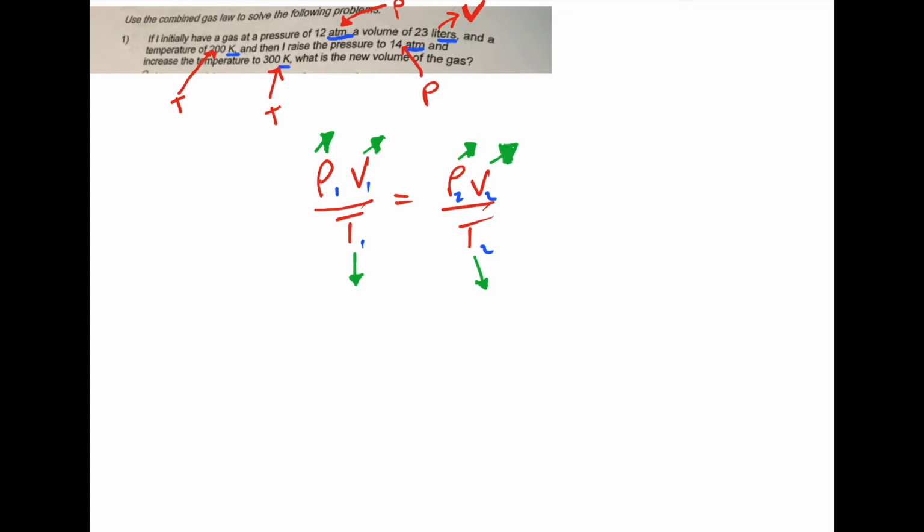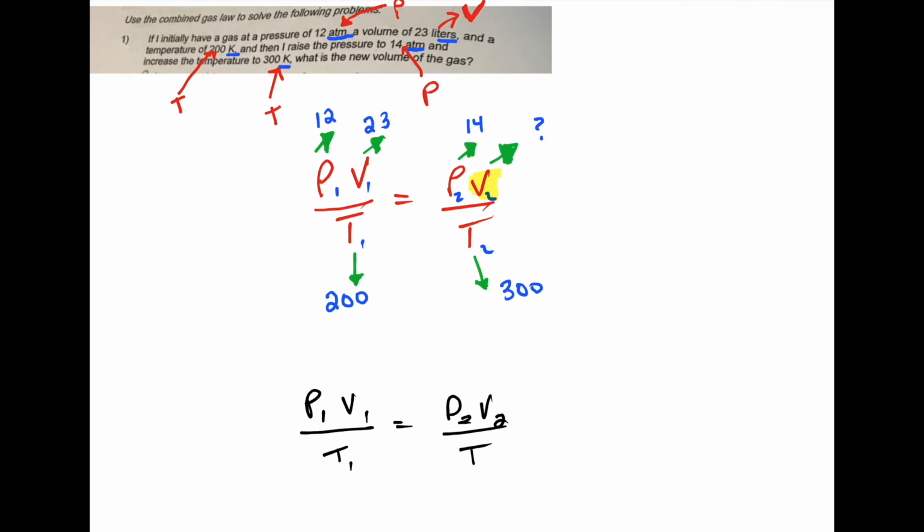If you have consistency in your units, like in this problem, then you can leave all your units out of the problem. So here, P1 is 12, V1 is 23, T1 is 200, P2 is 14, V2 is question mark, and T2 is 300. If you want to make things less confusing, rewrite just the letters and get the yellow by itself. P1 V1 over T1 equals P2 V2 over T2. How do you get V2 by itself?